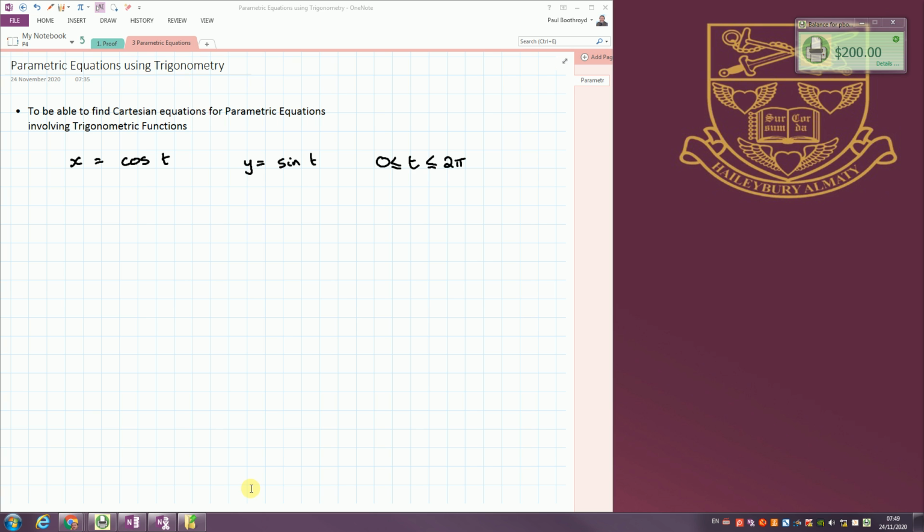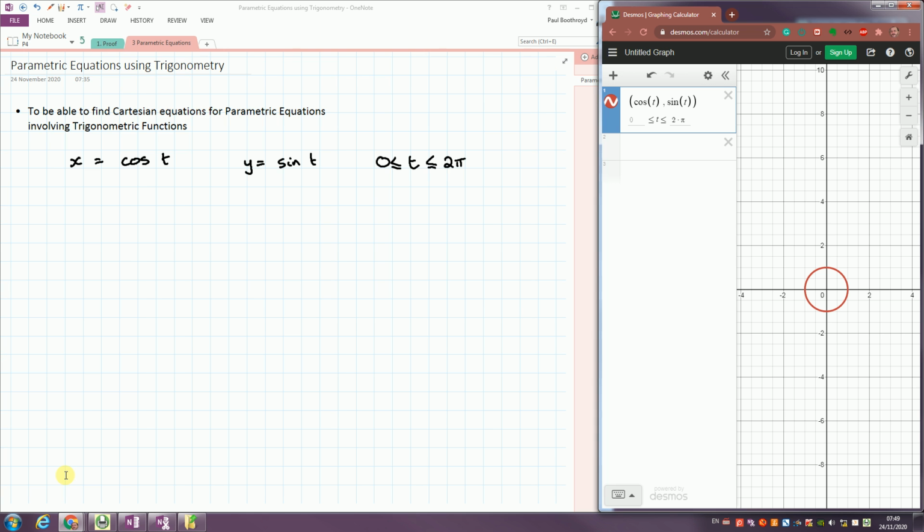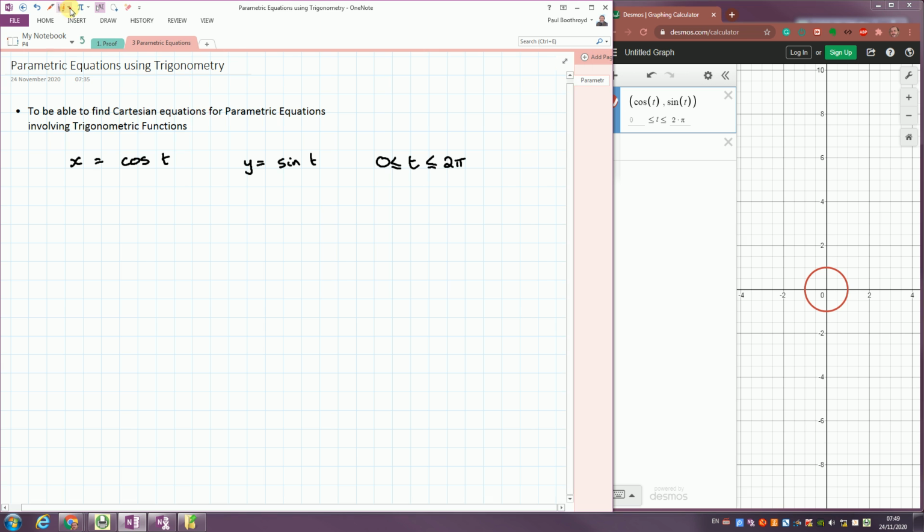I asked you yesterday to try and plot this parametric equation, see what it produces, and it should produce something you are familiar with. This is actually a parametric equation for a circle. You may know the general equation for a circle in Cartesian form is x squared plus y squared equals r squared, which is really Pythagoras theorem.